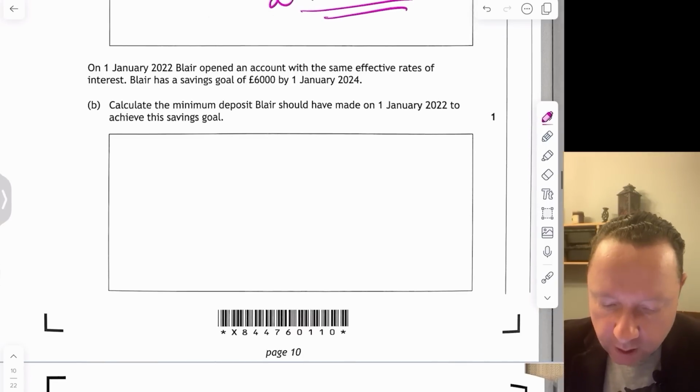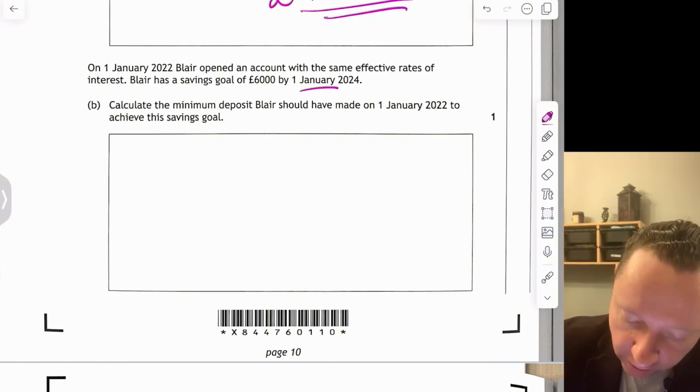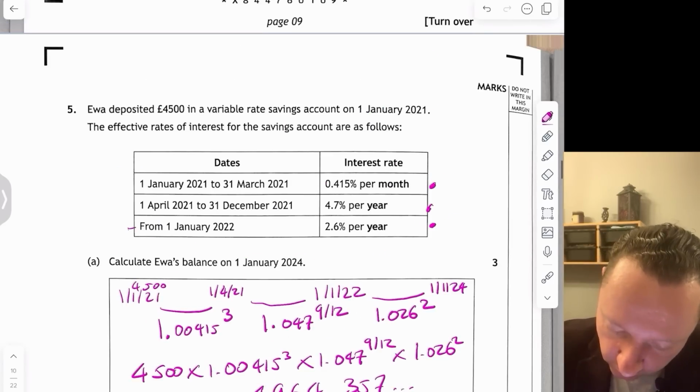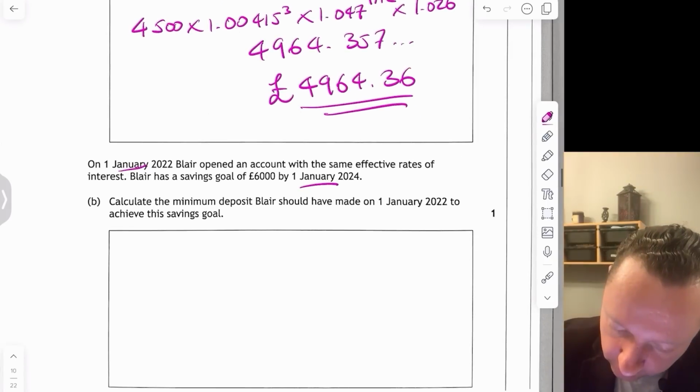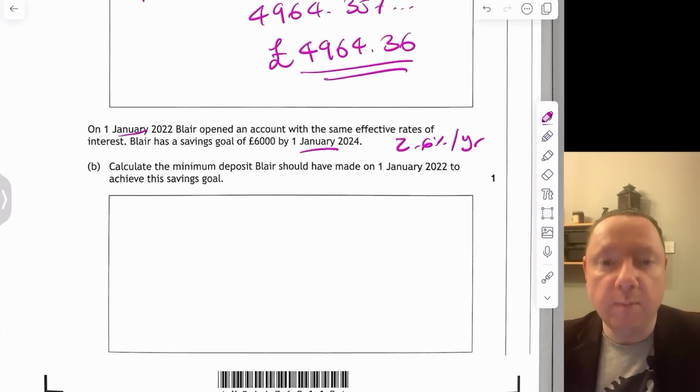Part B. On the 1st of January 22, Billy opened an account with the same effective interest rates, and his savings goal was £6,000 by the 1st of January 24. So he's going between the 1st of January 22 and 24. So from January 22, it's 2.6% per year. Calculate the minimum deposit he needs on the 1st of January 22 to make his savings goal.